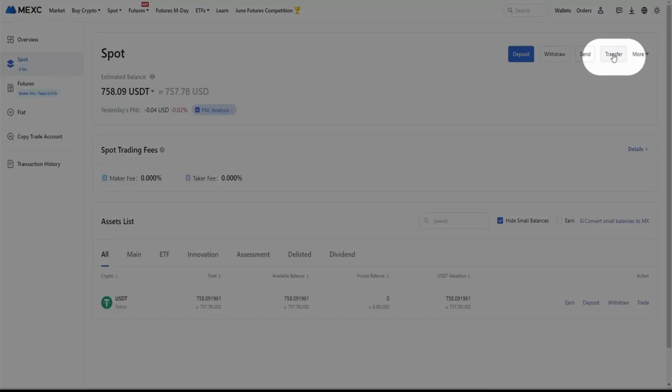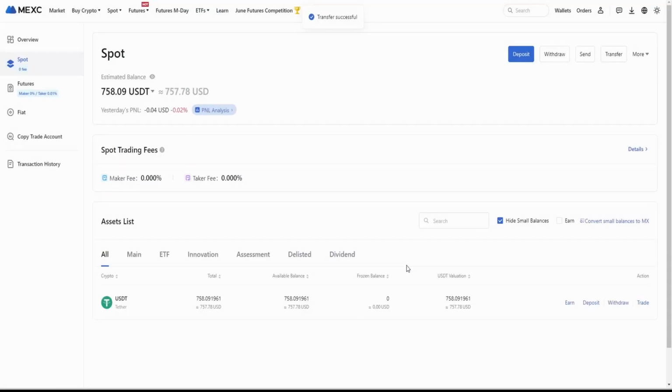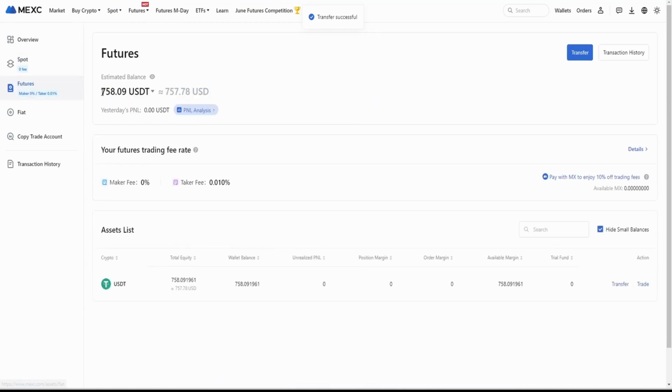So we simply click this button over here, hit transfer. Now I'm going to transfer the funds that I have in my spot account, and I want to transfer some to my futures account. So I have USDT, so that's the crypto that I'm going to be transferring. The amount, I'm going to click all. So now all of the funds in my spot account are going to be transferred over to my futures account. This way I can start trading. So I hit transfer. It's showing the transfer successful, so I can go check my futures account. We can see now the money is moved into this account. All right, now we're ready for the fun stuff.